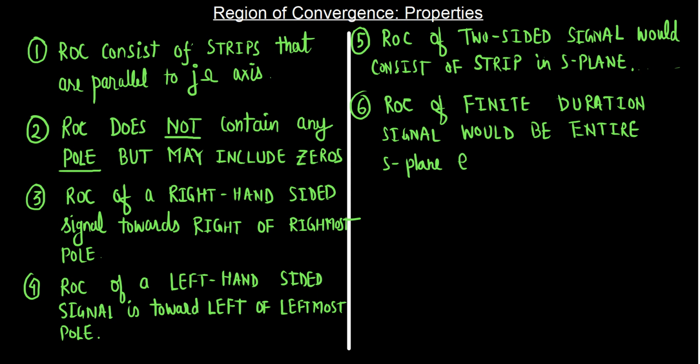except possibly at s equals 0 or s equals infinity. What I mean by that is, if a signal is finite in duration, then it doesn't have any convergence constraint. Just because it is finite in duration, the integration is going to converge. Therefore, such signals would have the region of convergence as the entire S-plane, except that it may diverge at s equals 0 or s equals infinity. And we'll take one such case in the next module. See you then.